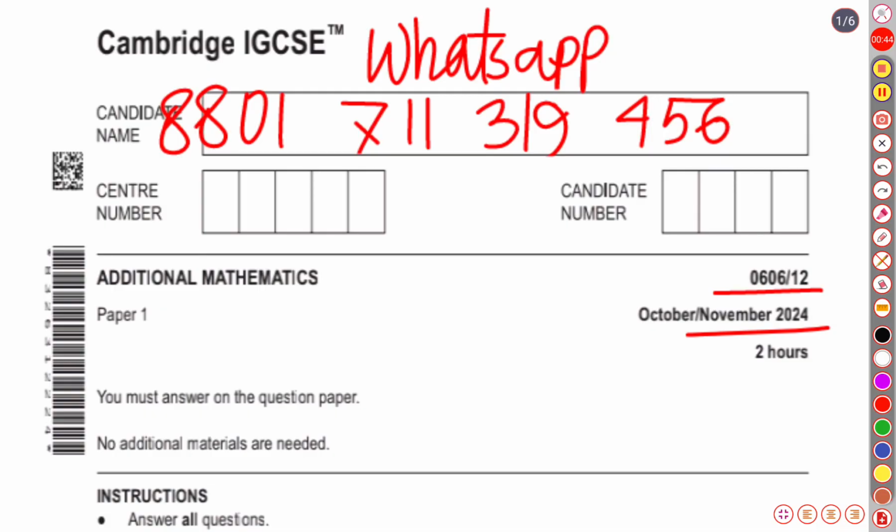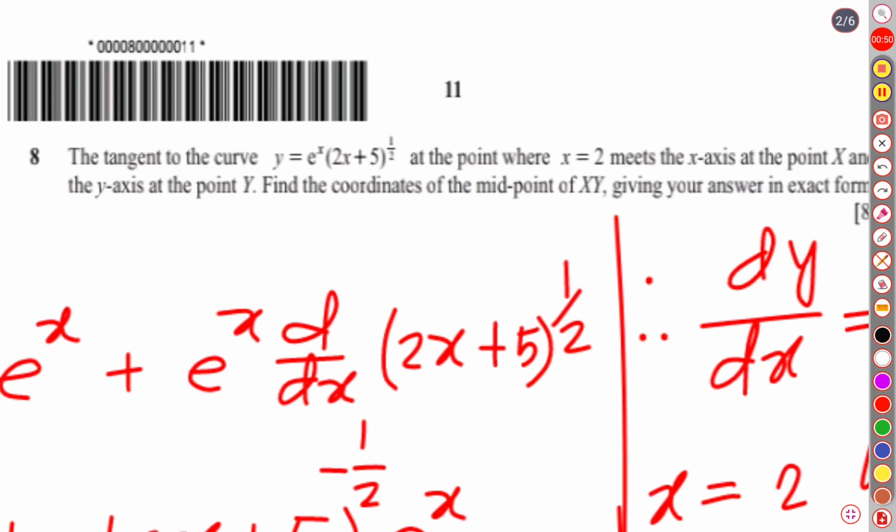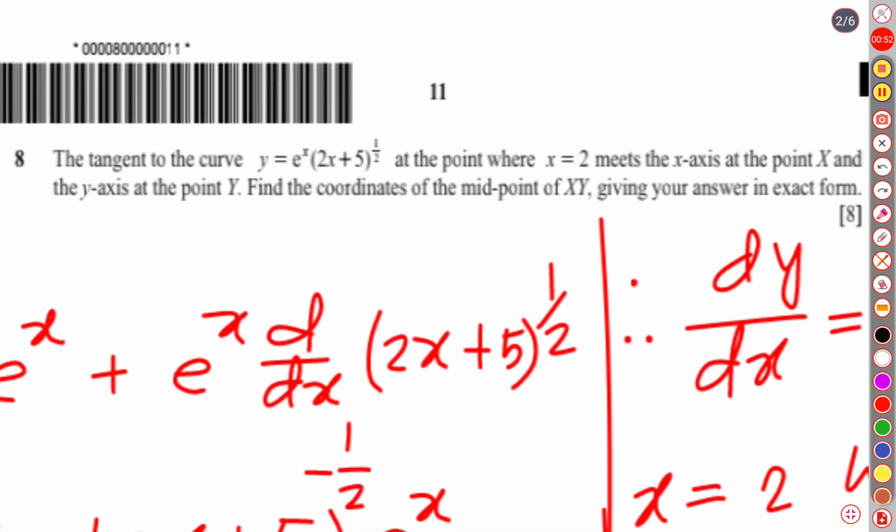Well, let's go to our question today. This is question number 8, and it says the tangent to the curve y equal to e raised to x into 2x plus 5 raised to half at the point where x is equal to 2 meets the x-axis at the point X and y-axis at the point Y. Find the coordinates of the midpoint of XY, giving your answer in exact form.